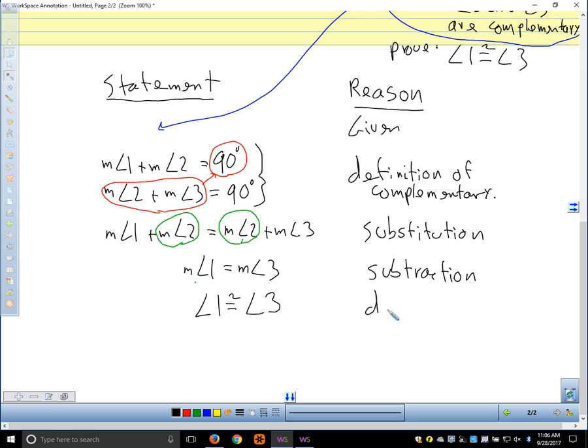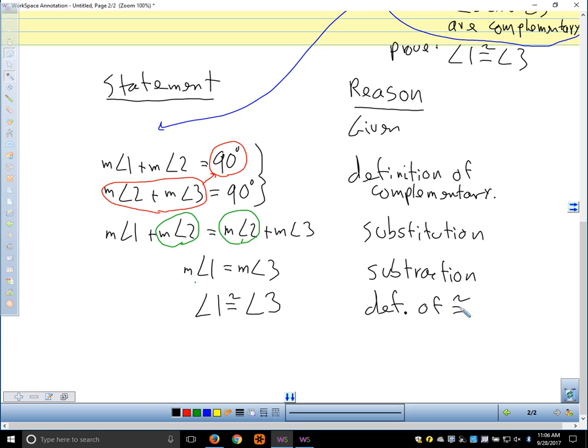And that is the definition, I'm just going to write def, of congruent. That's what congruent means, that their measures, their degrees, are the same. So now we know that when two angles are complementary to the same angle, they're congruent.